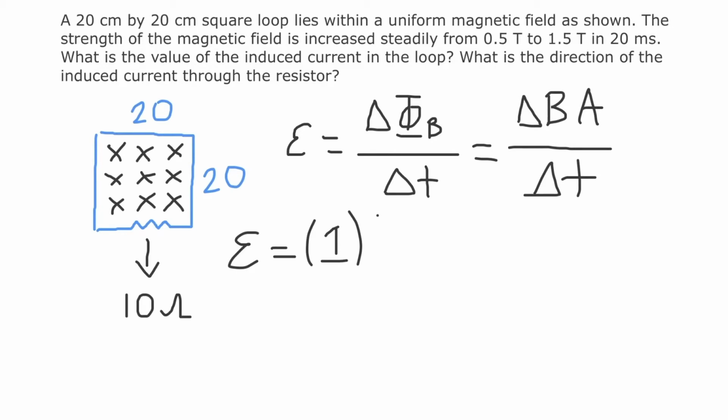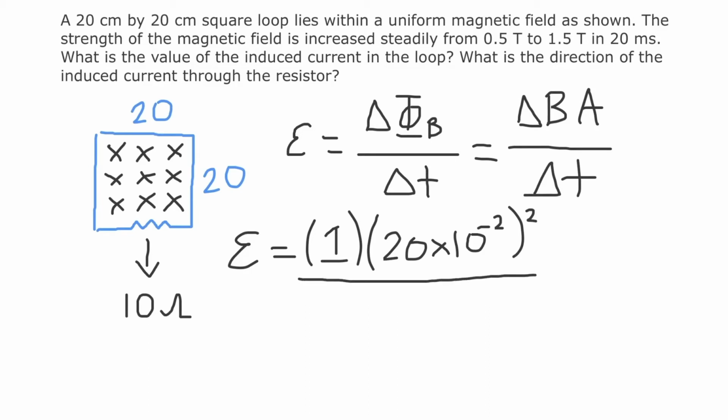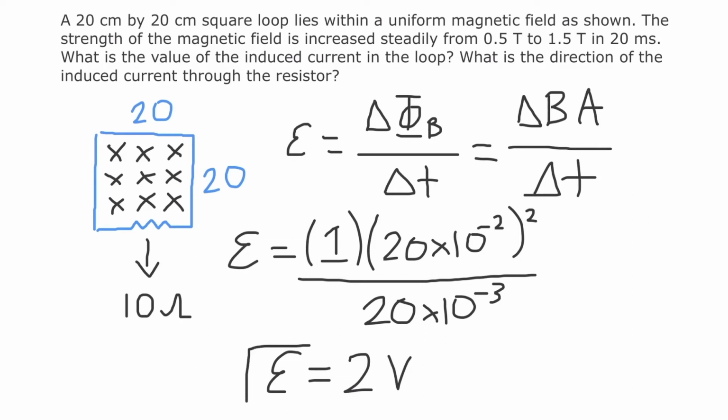And then we need our area, which is going to be 20 times 10 to the negative 2, squared. Just length times width here, 20 centimeters times 20 centimeters. And then we divide that by our delta t of 20 milliseconds, 20 times 10 to the negative 3, because milli is times 10 to the negative 3. And that will give us an EMF value. If we calculate this in our calculator, this will give us a value of 2 volts for our EMF.